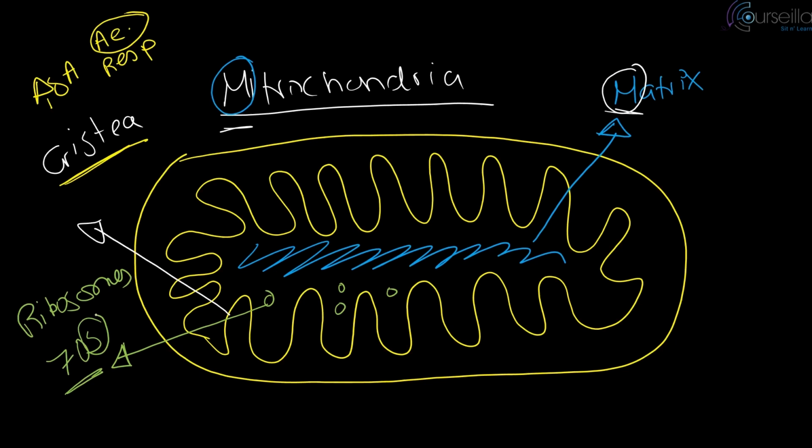Perfect. Now, what else will I draw in the matrix of the mitochondria? I will draw something else. What's that? A circular loop of what? The DNA. Excellent. Well done. So the mitochondria has its own DNA. It's called mitochondrial DNA.